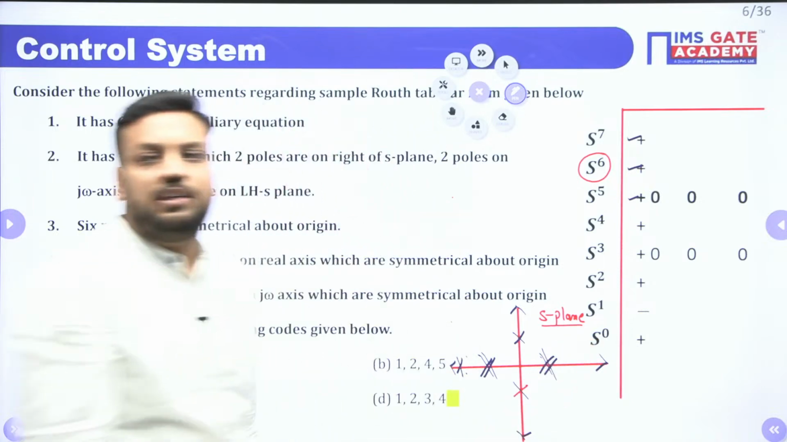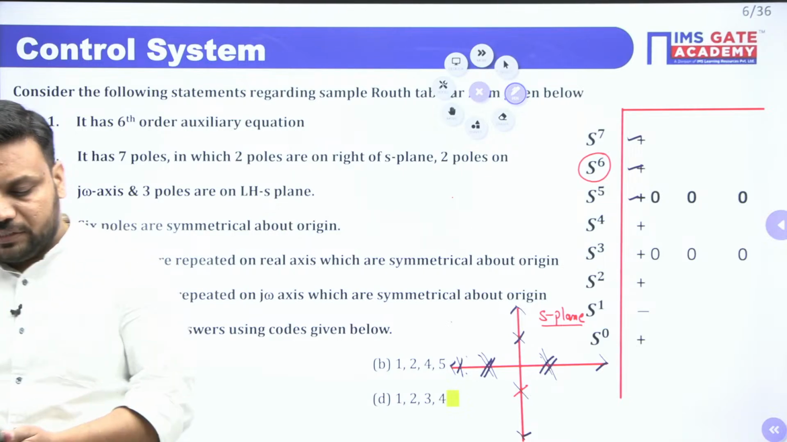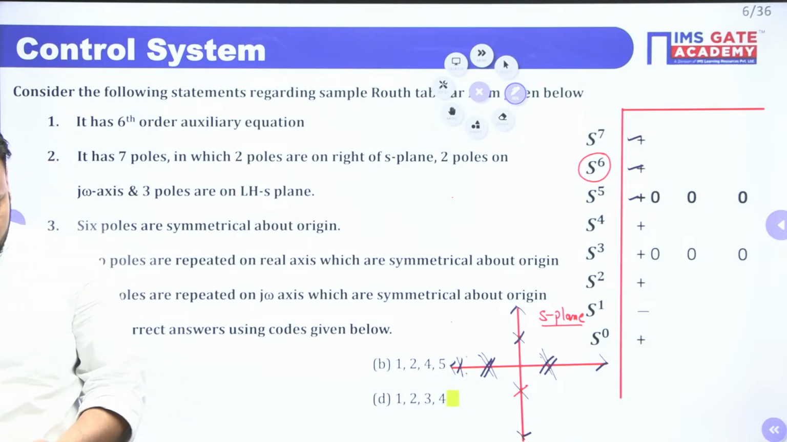Now tell me guys, which option is correct? All of you should reply which option is correct now. Which option is correct, guys? Tell me, guys.